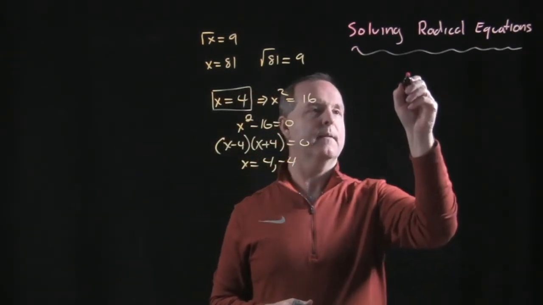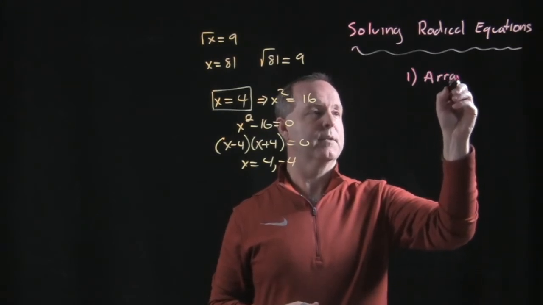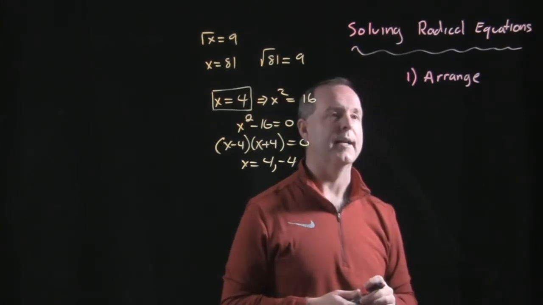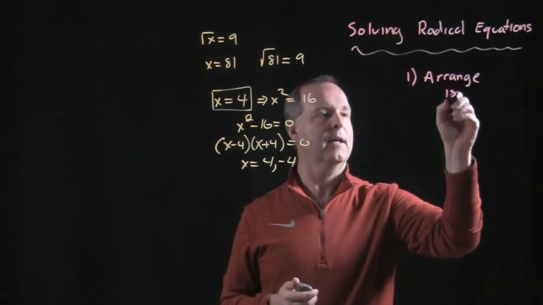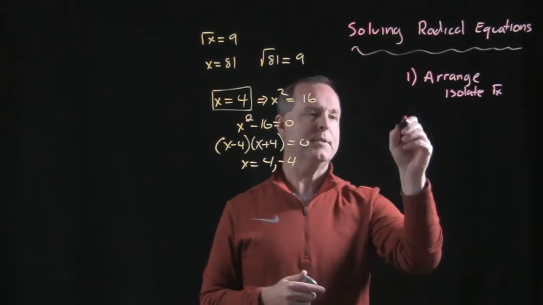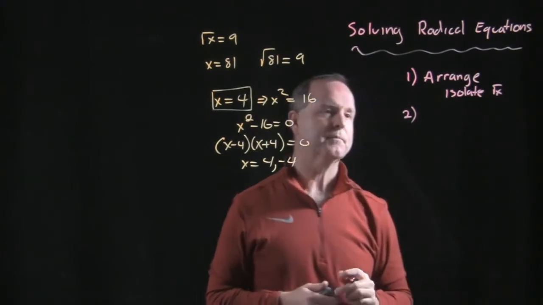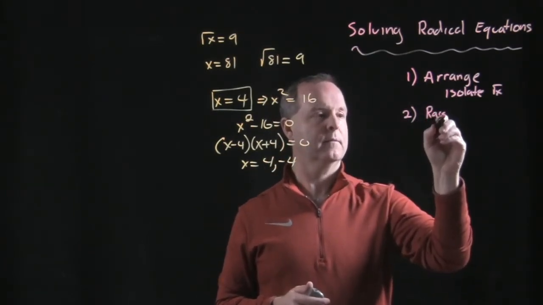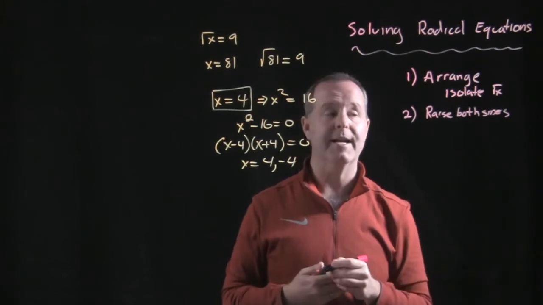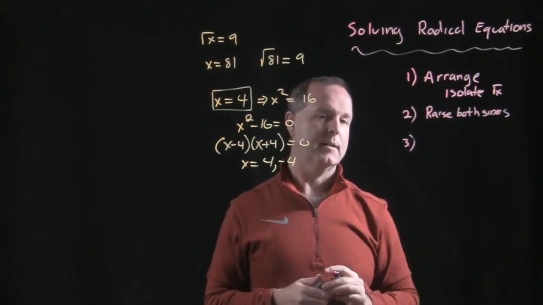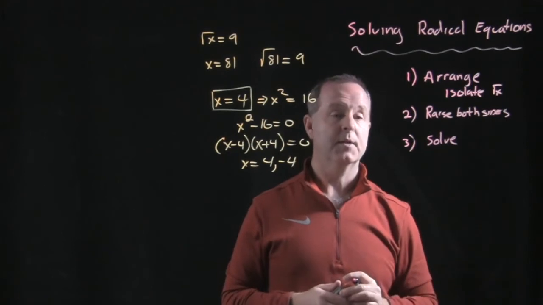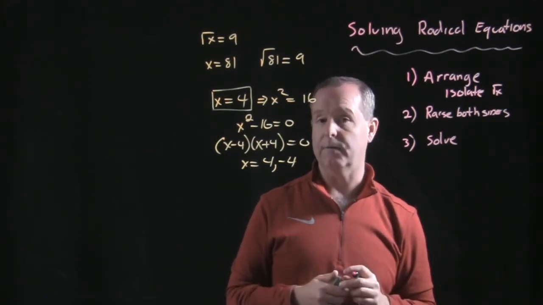Well, the first thing we want to do, if necessary, is rearrange terms so we have all of our square roots on one side, all of our other terms on the other side. So arrange, isolate the radicals. Step 2 that we typically want to do is raise both sides to the appropriate exponent. Step 3, we want to go ahead and solve that equation so that the root disappears or that x is by itself.